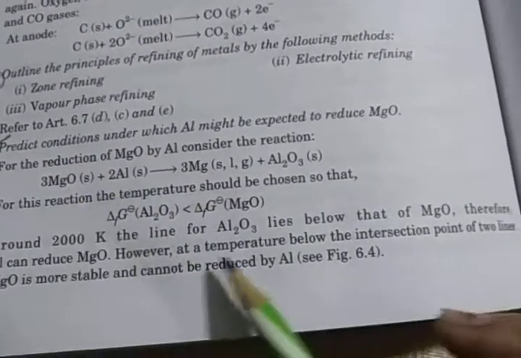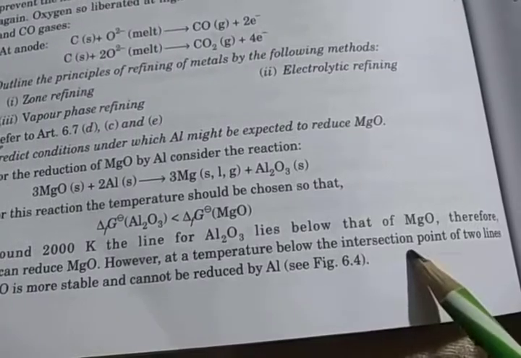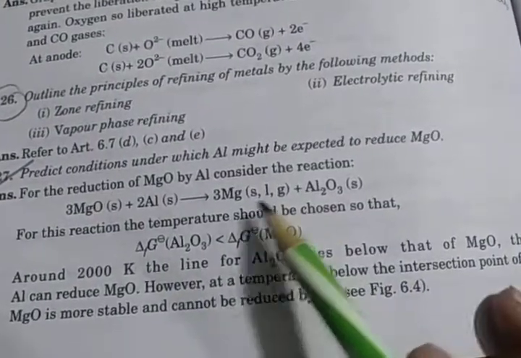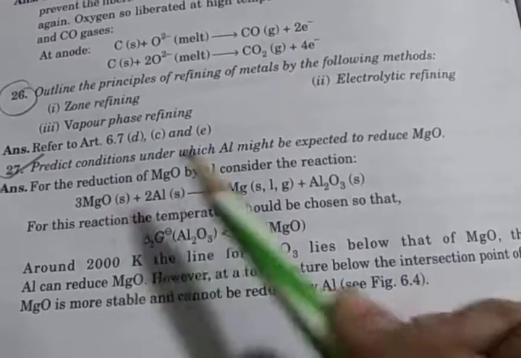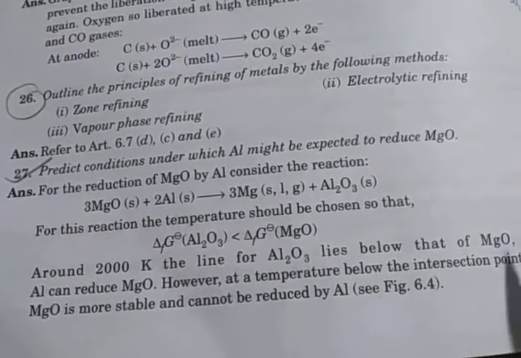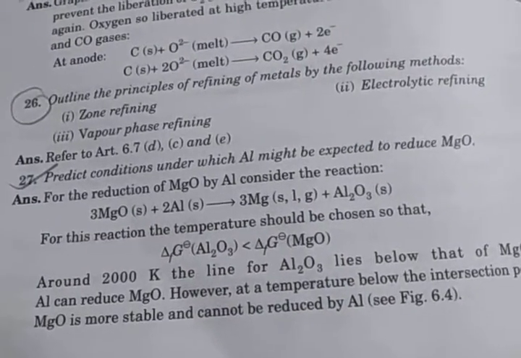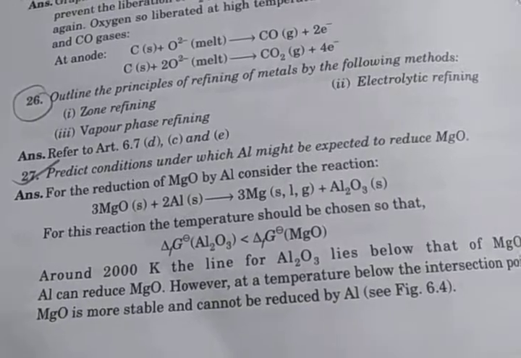However, at a temperature below the intersection point of the two lines, magnesium oxide is more stable and can't be reduced by aluminium. So this is also explained by the Ellingham diagram.